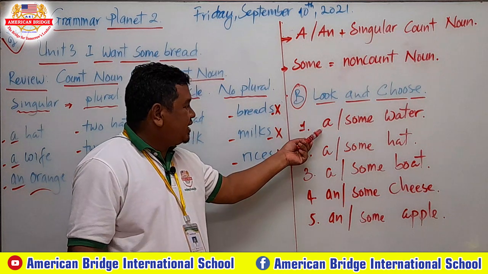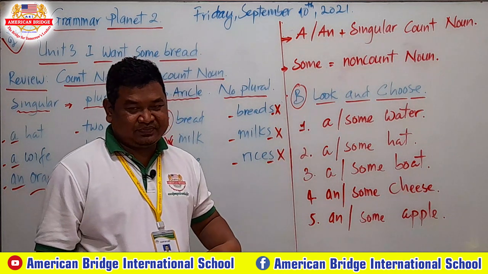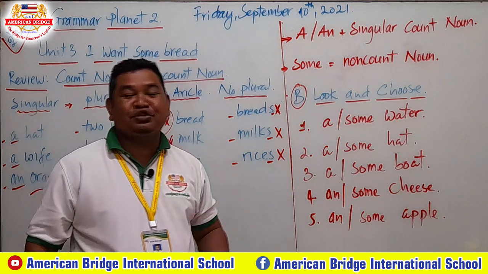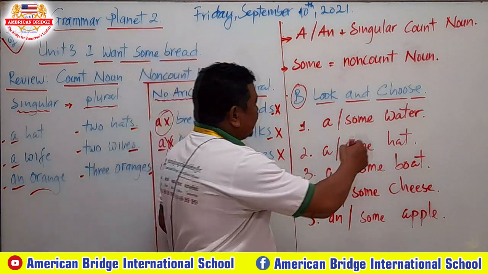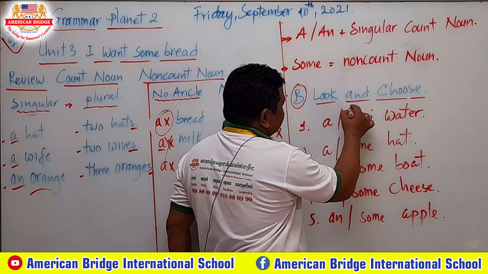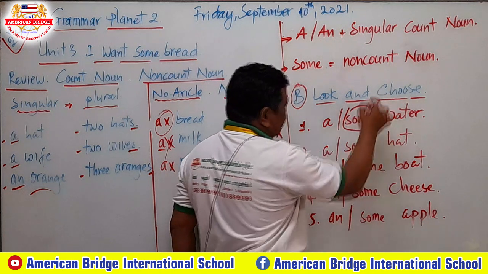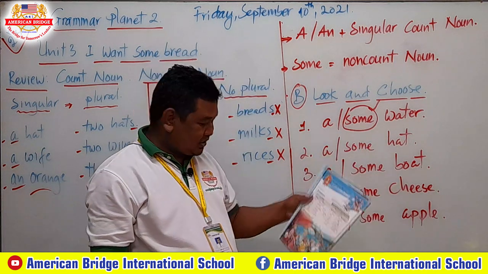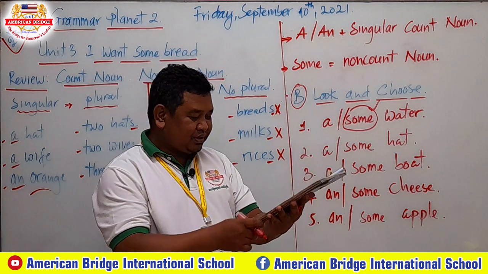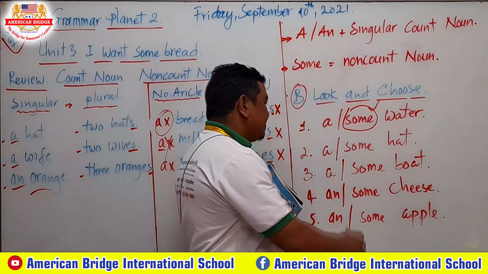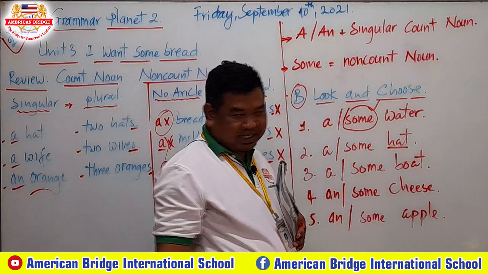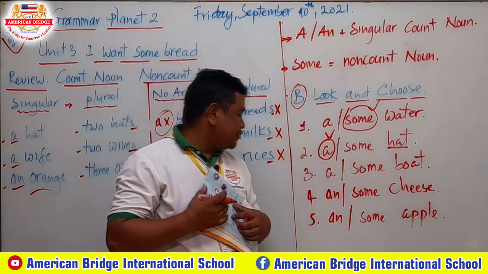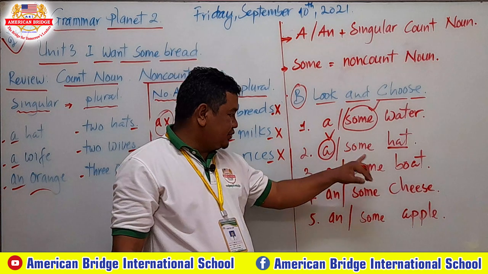Okay. So number one, water or some water? Water, this one is a non-count noun, right? So a non-count noun you can use with some. So choose some water. You can circle some. Some is the correct answer. A hat or some hat? Number two. So this one is a hat, not some hat, because this one is a count noun. So you have to circle a hat.